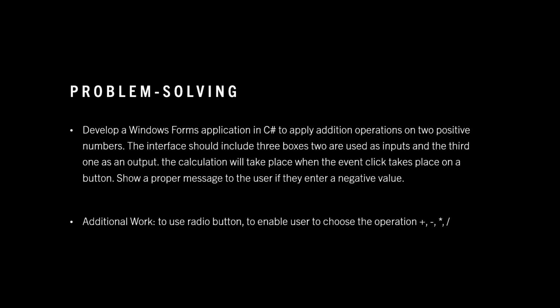Assuming the question says: develop a Windows Forms application in C# to apply addition operations on two positive numbers. The interface should include 3 boxes, 2 are used as inputs and the third one as an output. The calculation should take place when the click event happens on the button. Show a proper message to the user if they enter a negative value. So keeping that in mind, let's move to Visual Studio.